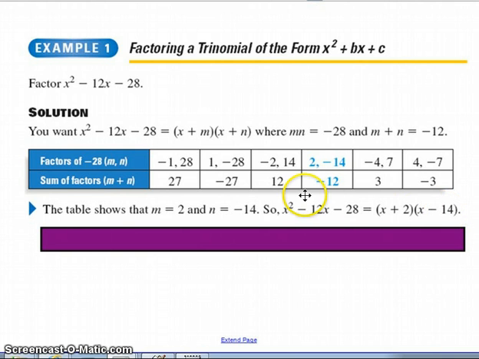Let me make sure that I was clear about this. If you tried x plus 4 and x minus 7, you're not going to get this trinomial over here. The only way to get this trinomial from two binomials is to use these two terms, the ones that fit the pattern that we just talked about, x plus 2 times x minus 14.